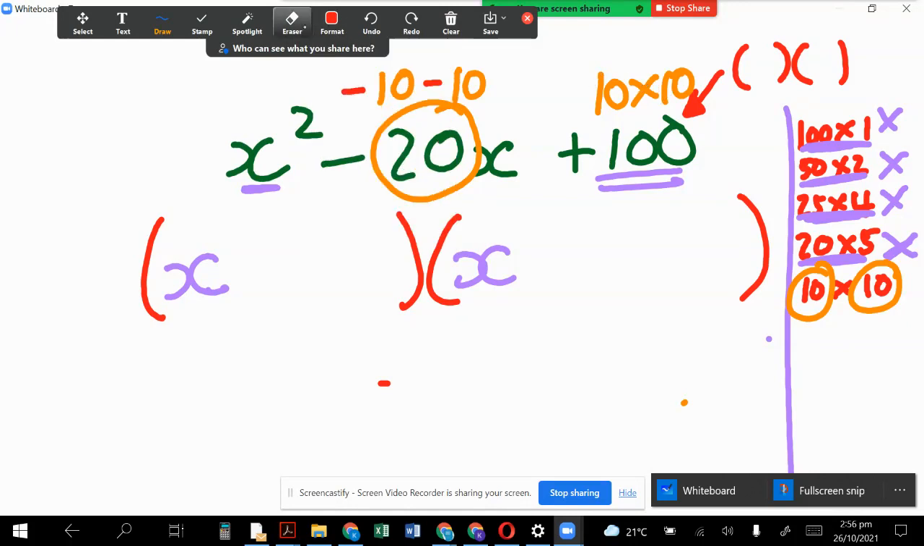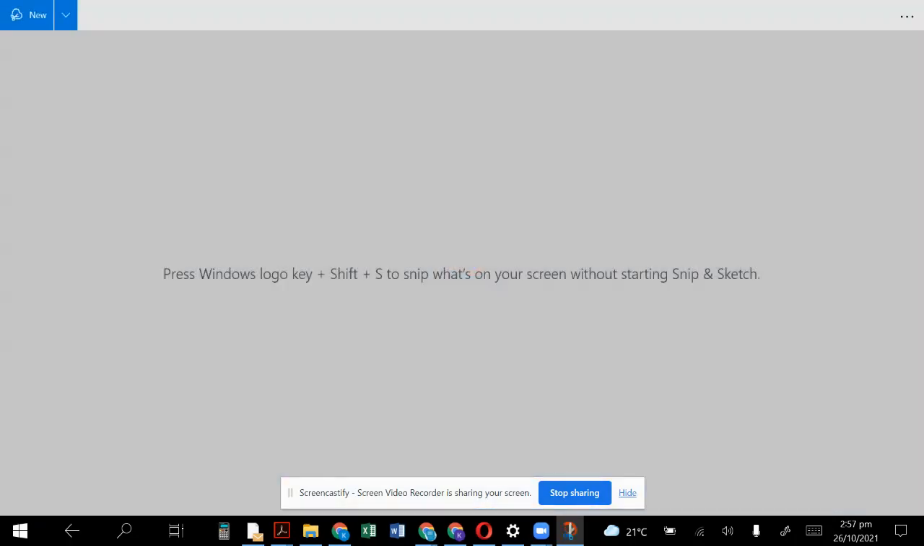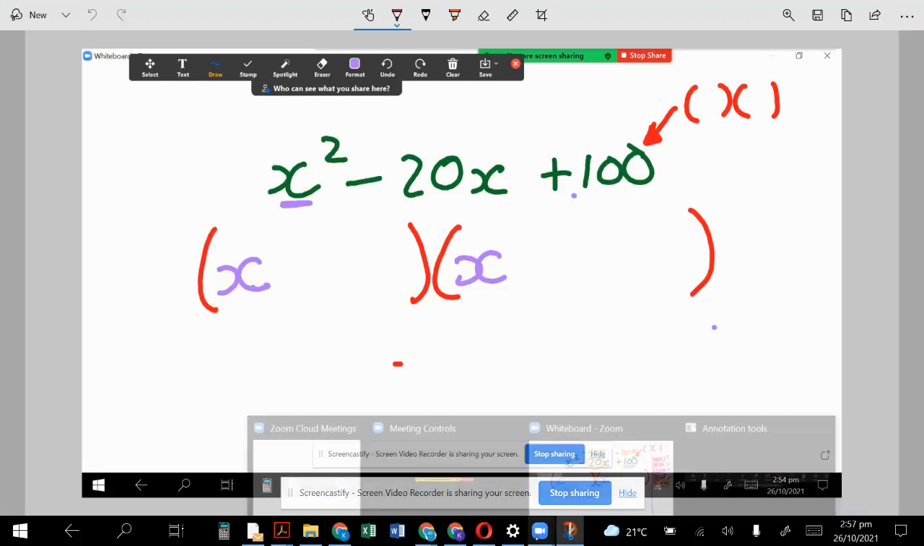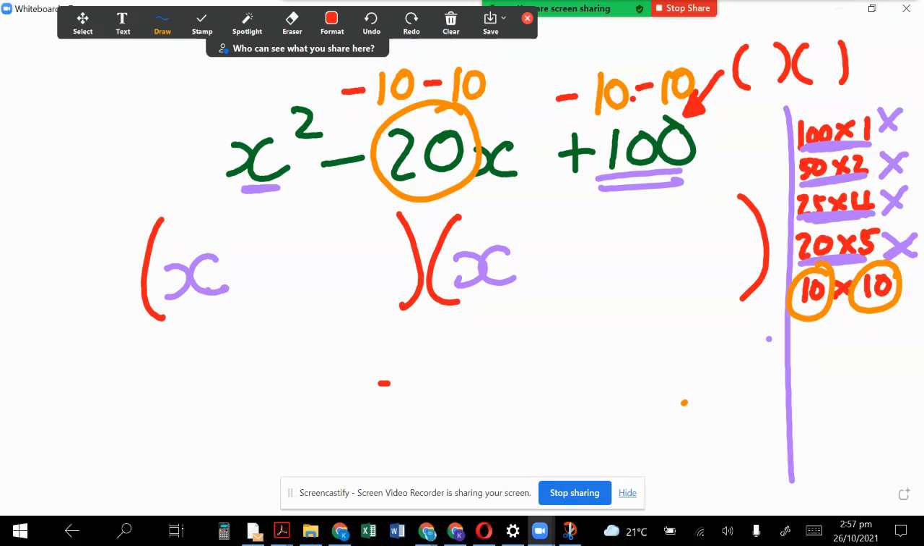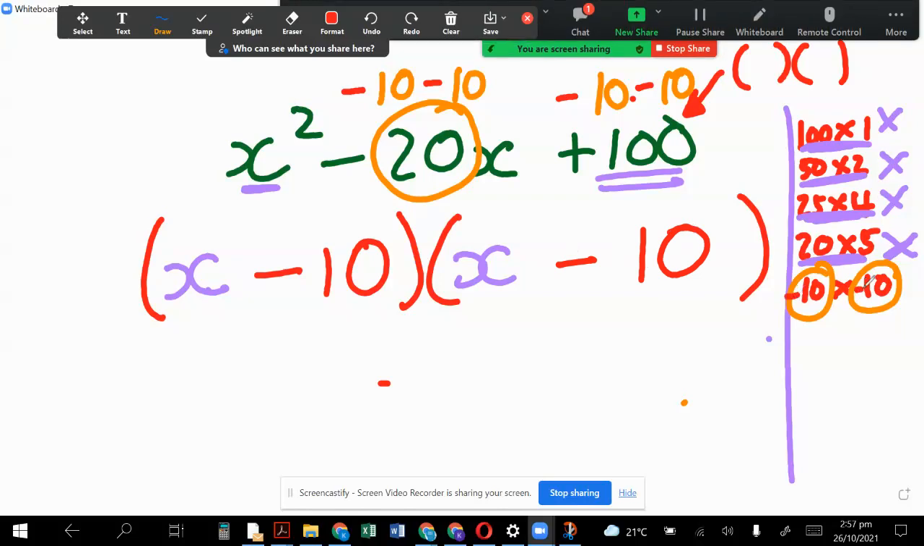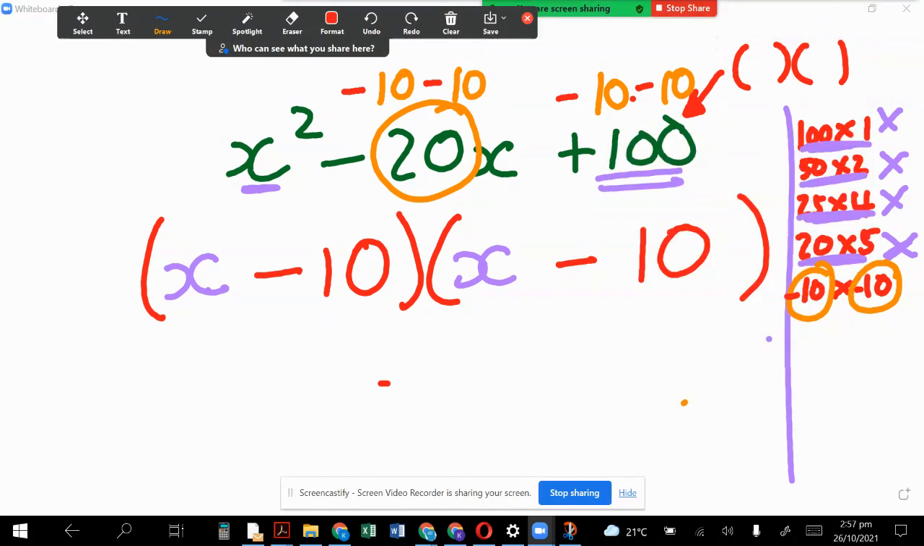But then what if I change the next one to a negative? If I change this into a negative, it works, because negative times a negative is a positive. Definitely works. So negative 10 it is. I'm going to put negative 10 in each of these here. Now, because we got the same bracket written, x minus 10, x minus 10, we can write our final answer, x minus 10 squared.